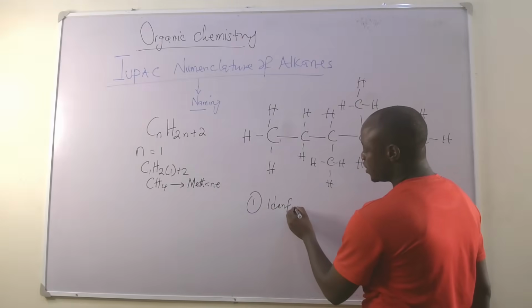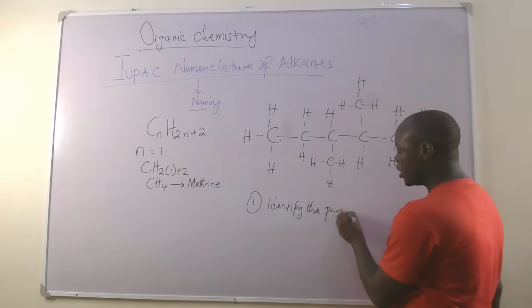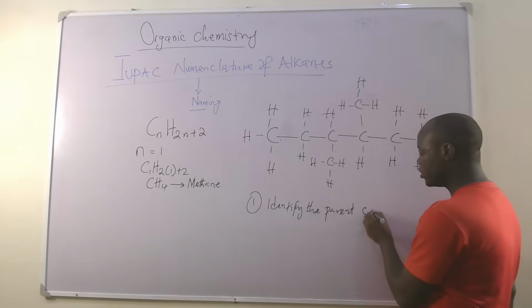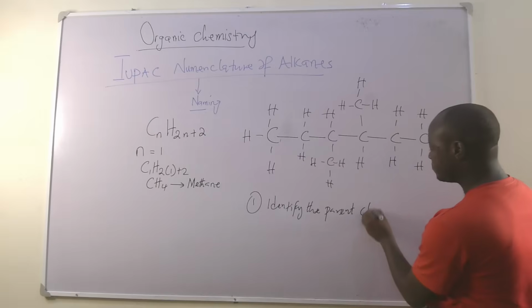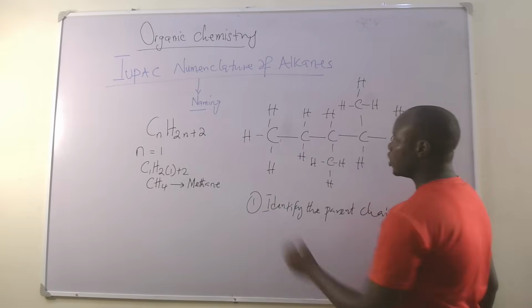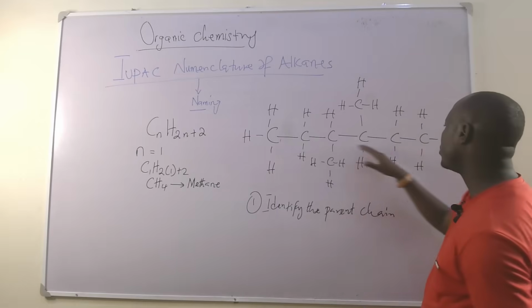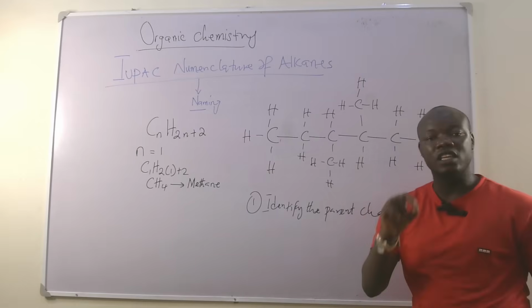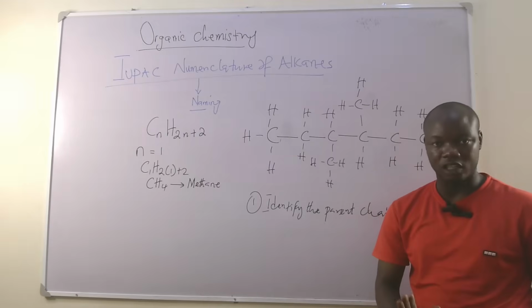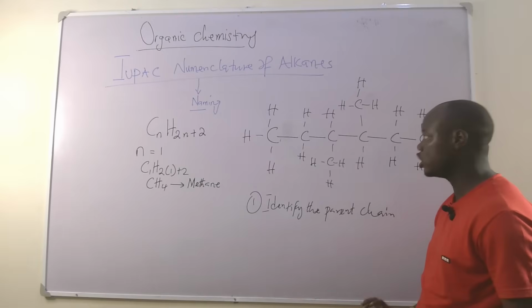identify the parent compound, or the parent chain. After you do that, then you name it. So how do we know the parent chain? We have to count the number of carbons. The one that gives us the longest continuous carbon chain is the parent chain.